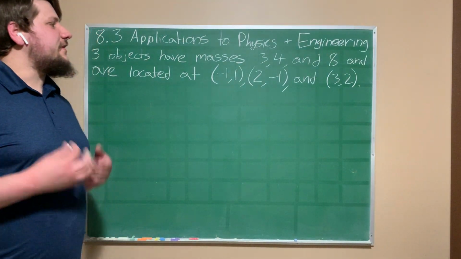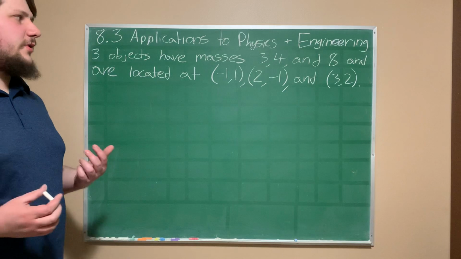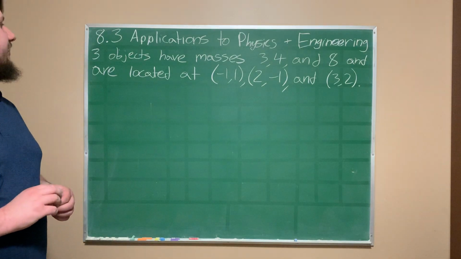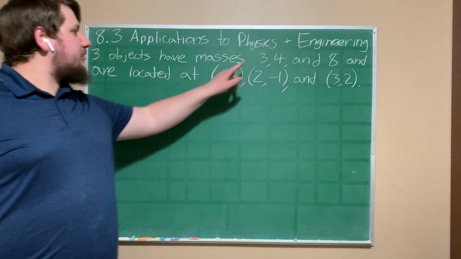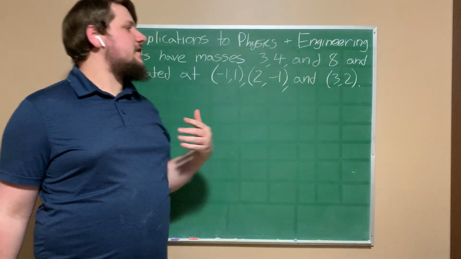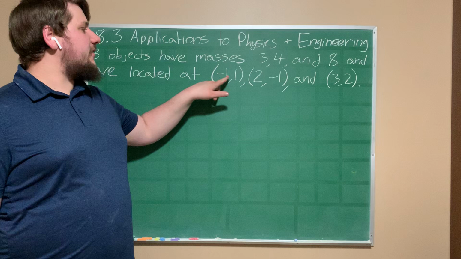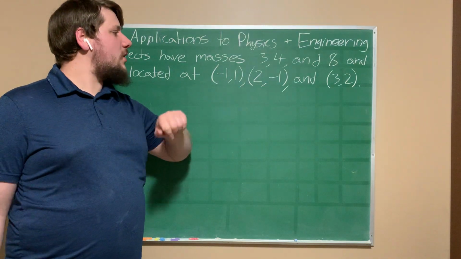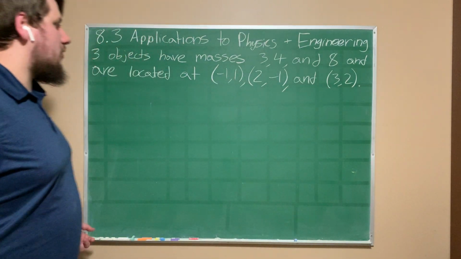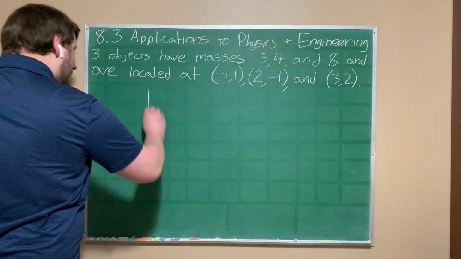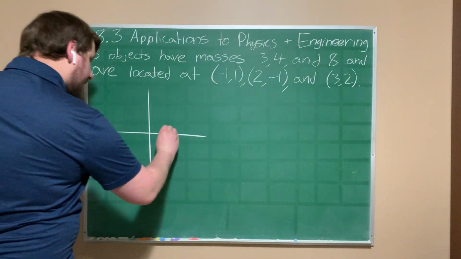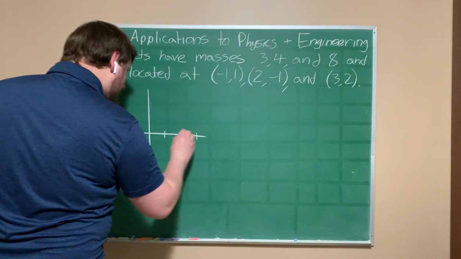So let's find the center of mass of a system of three objects here. In this case, these three objects have masses 3, 4, and 8 units, respectively, and they are located at the points (-1, 1), (2, -1), and (3, 2). So let's start by sketching what this is going to look like.